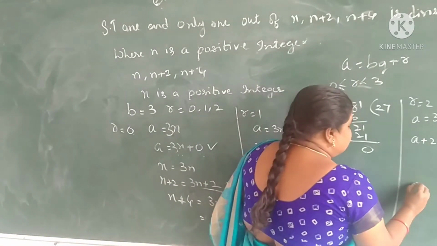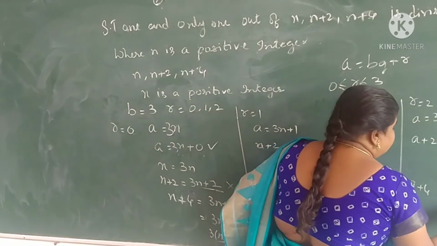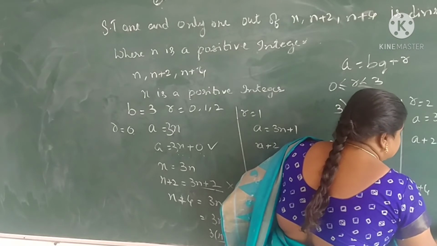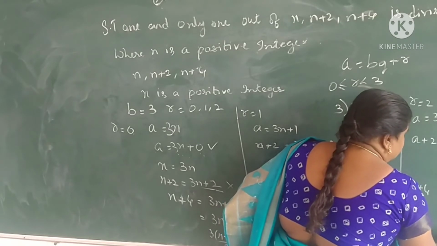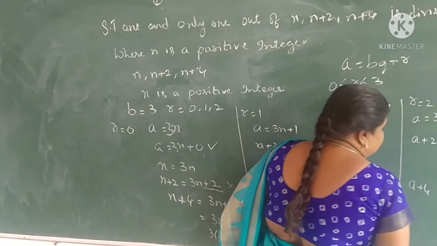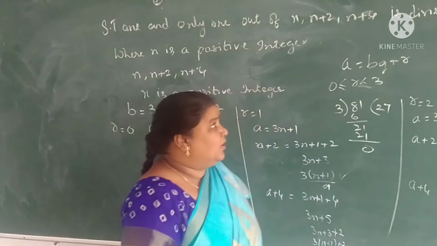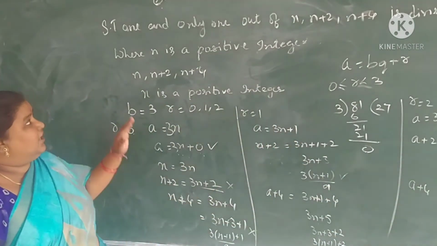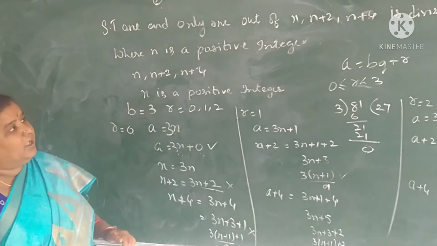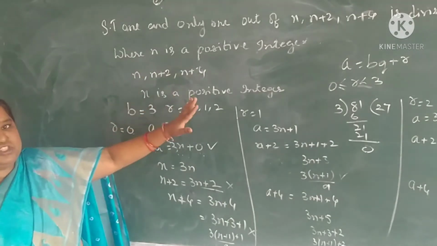Next, if you take n plus 4, 3n plus 2 plus 4 becomes 3n plus 6. Taking 3 common, 3(n plus 2). So there is no remainder, and it is divisible by 3. In this way we are going to solve, children. So it is proved that one and only one out of n, n plus 2 and n plus 4 is divisible by 3, where n is a positive integer.